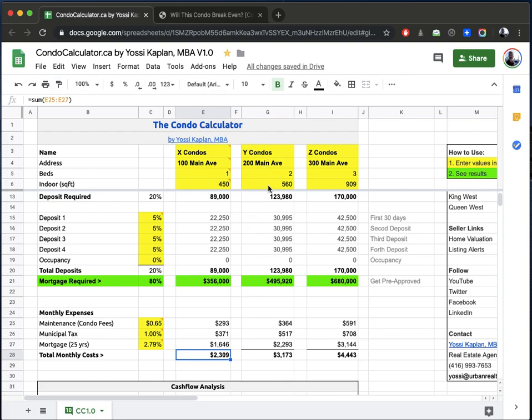This condo here, the two-bedroom, 560 square feet, I had to put $124,000 basically, and the mortgage is almost $500,000 for it. Maintenance fee is going to be $364, estimating 65 cents a foot.